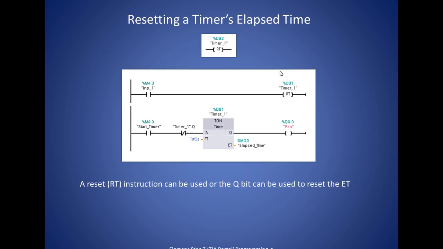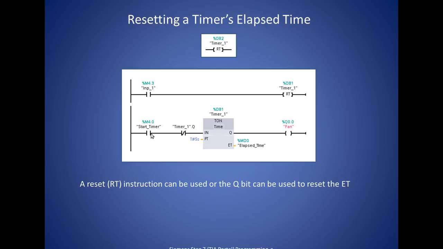There are two ways to reset the elapsed time in a timer, and this program shows both of those. You could use the reset timer instruction, so you tell it which timer to use, and whenever it's true, then the elapsed time in the timer is reset. Or you can just set the input line to false.